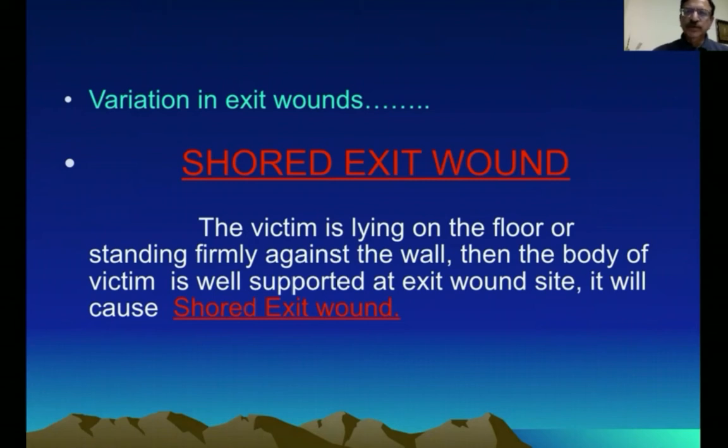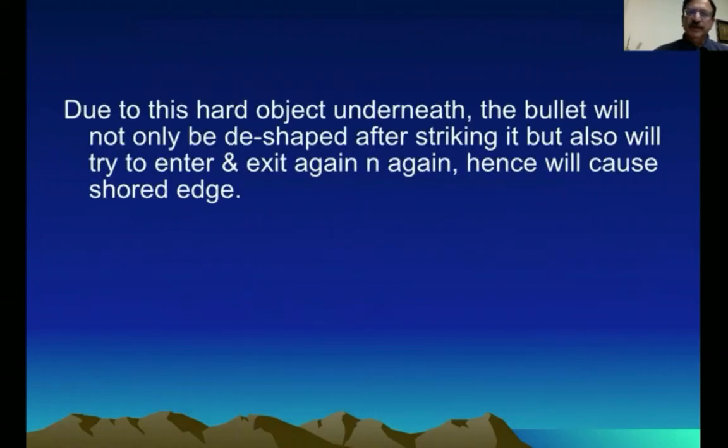So this shored exit wound is formed when the victim is lying on the floor or standing against the hard wall. The bullet at the point of exit will recoil back, and this to-and-fro movement will cause the margin to be shored. Hence, a shored exit wound will be formed. And due to the hard object underneath, the bullet will not only be D-shaped, but after striking it, will also try to enter and exit again and again. Hence, the edge will be shored.